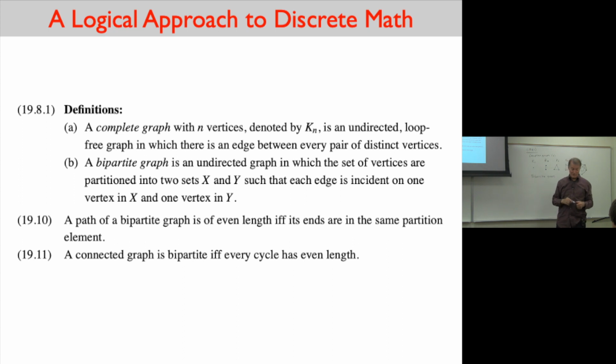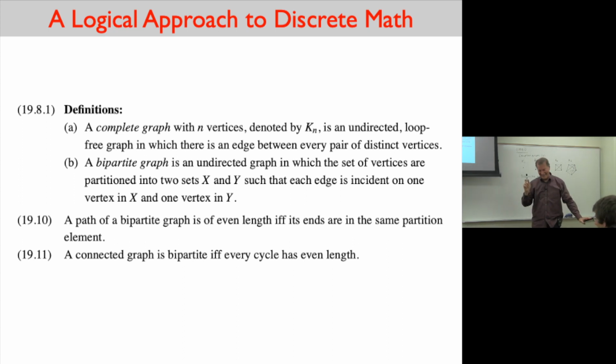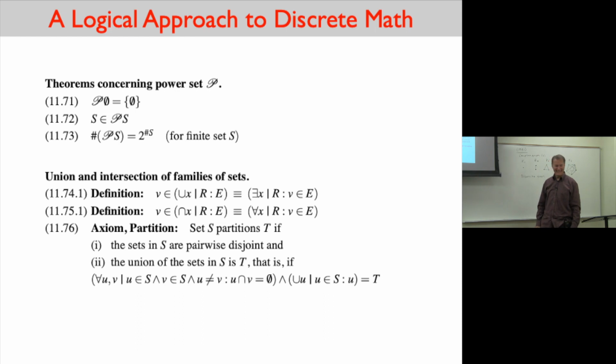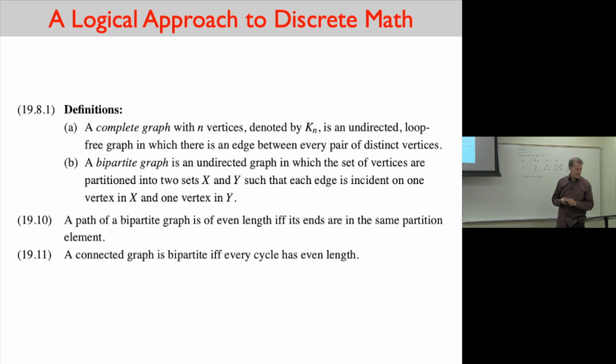Now what's a partition? It's a subset. Pairwise disjoint. It's a set of sets, a set of sets where none of them overlap, where the intersection equals empty and the union equals the universe. Yes, okay. So here's an example of a bipartite graph.